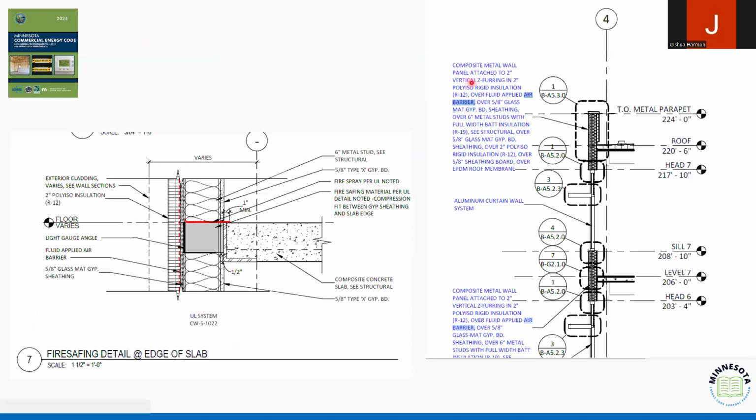Moving into other pages, again, we see that air barrier applied again, and we see where it's in relation, right? We see the rigid, and then we've got the fluid applied over the 5/8 gypsum board, right? Over the 6-inch stud with the full batt insulation on the interior, right? So we start to see the layering that's important.